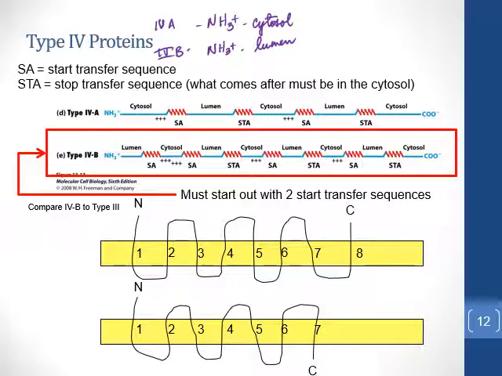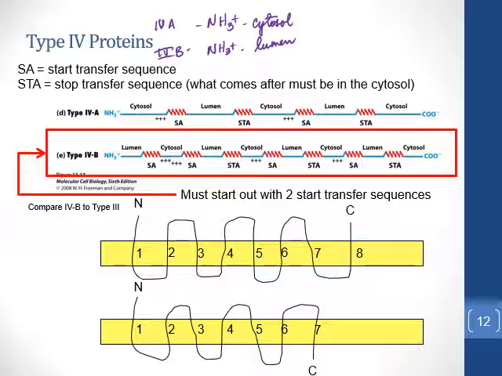Now, before we look mechanistically at how this works, let's go down to the bottom, because there's something kind of clever to think about here. If you have an even number of transmembrane domains, the amino terminus and the carboxy terminus will always be on the same side of the membrane. It doesn't tell you which side of the membrane. They could both be on the luminal side, or they could both be on the cytosolic side. So it doesn't tell you whether it's a 4A or a 4B. It just tells you that they're on the same side.